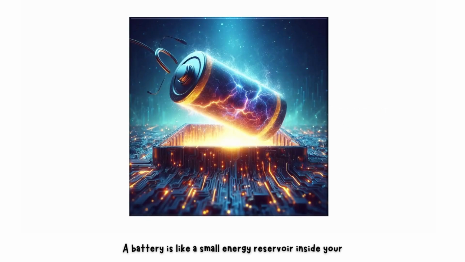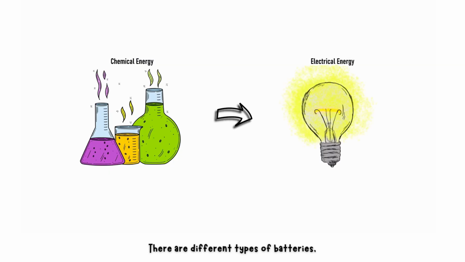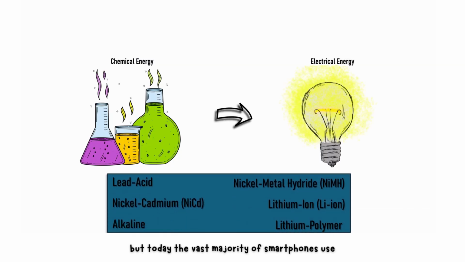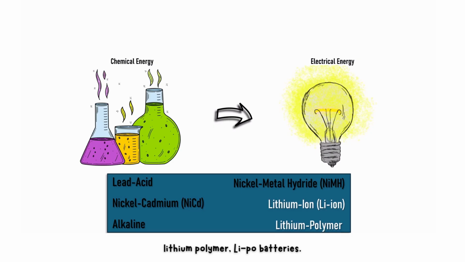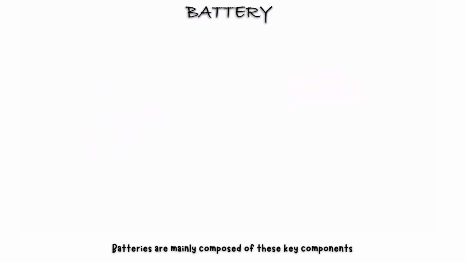A battery is like a small energy reservoir inside your smartphone. More precisely, it stores chemical energy that is gradually converted into electrical energy to power the device. There are different types of batteries, but today the vast majority of smartphones use lithium-ion, Li-ion, or lithium polymer, LiPo batteries. Batteries are mainly composed of these key components working together.